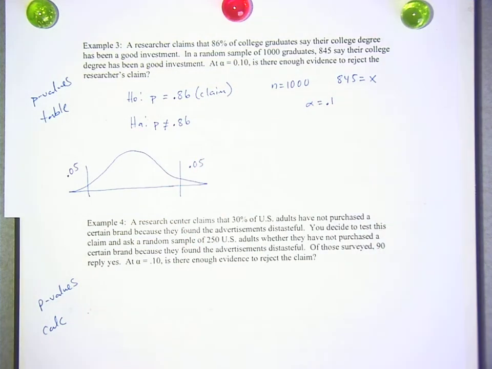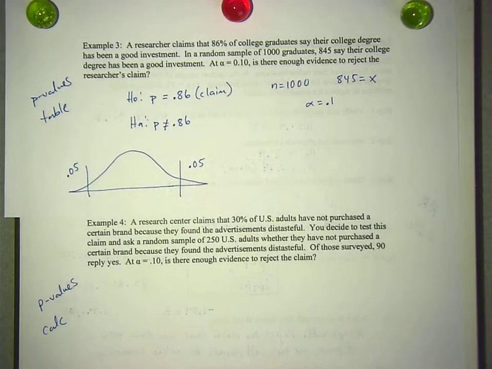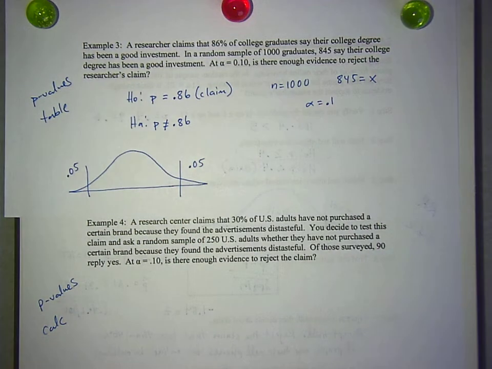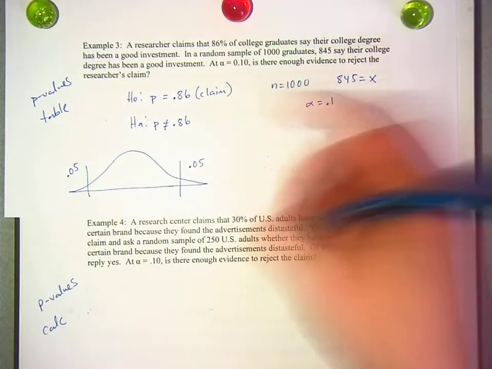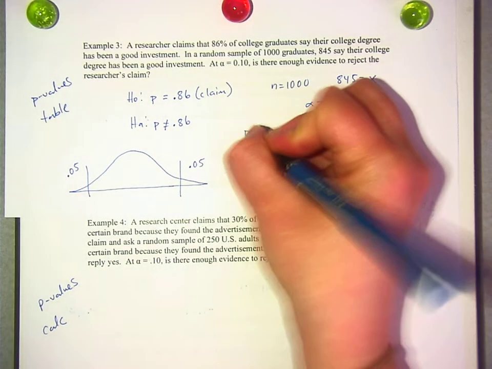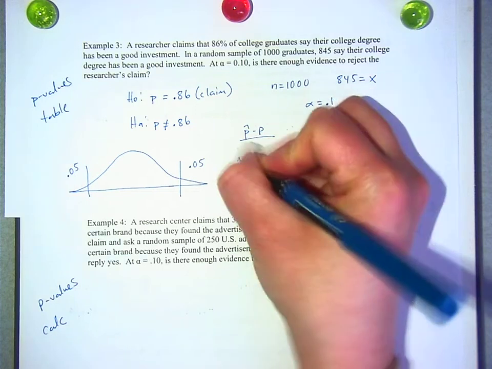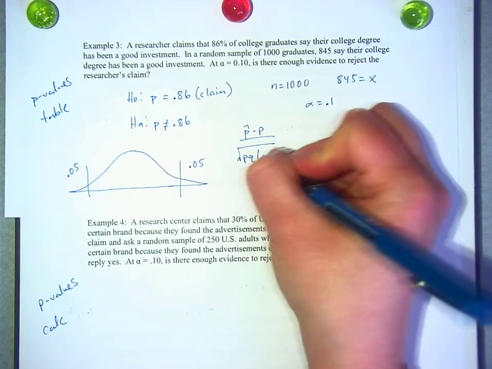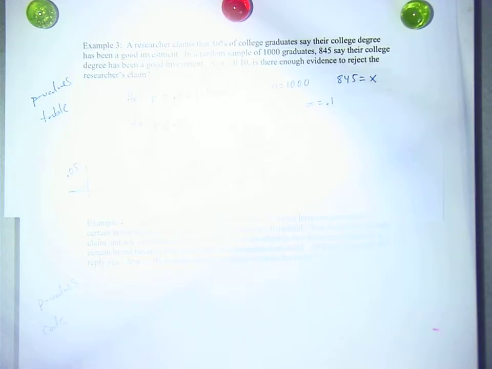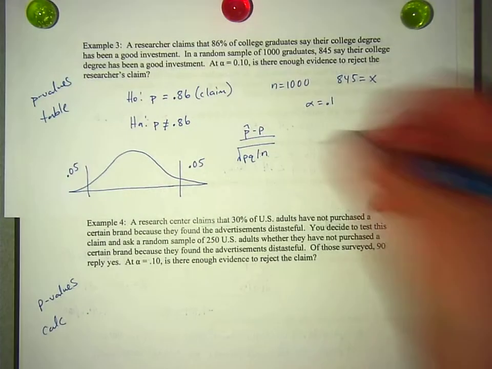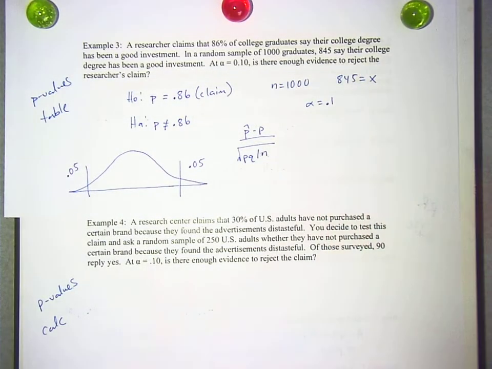Regions right now. All right. And then we're going to compare the p-value to alpha, right? So we're going to do p hat minus p divided by the square root of p q divided by n. That's correct, isn't it? Yeah. All right, so how do I find p hat?